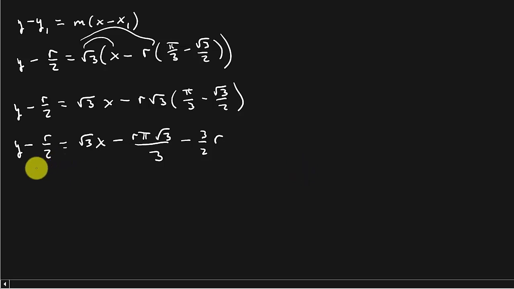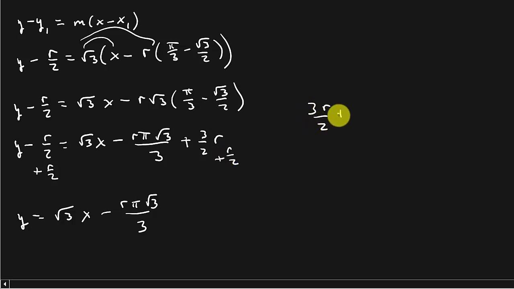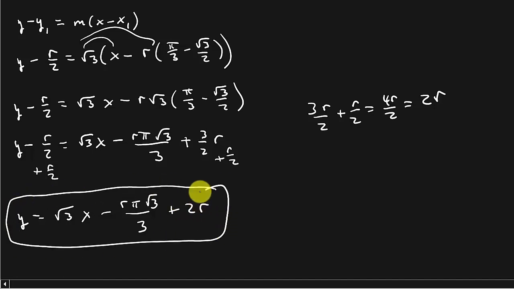And then I'm going to add r over 2 to both sides. So y equals square root of 3 x minus r pi square root of 3 over 3, I'm sorry, the negative and negative, that should be plus. And so 3r over 2 plus r over 2 is 4r over 2, which is 2r. And so that's plus 2r. And there is your equation.